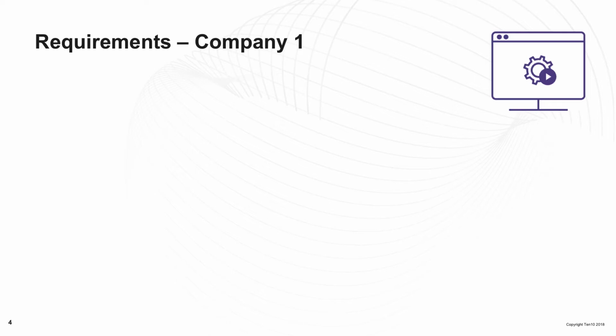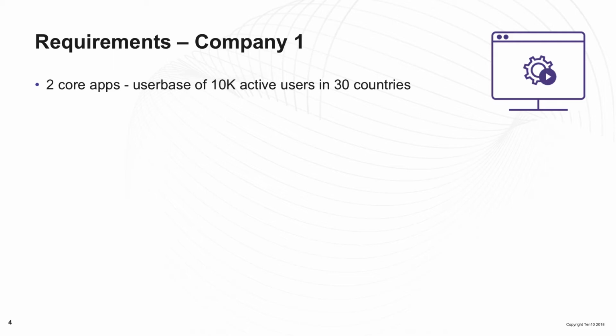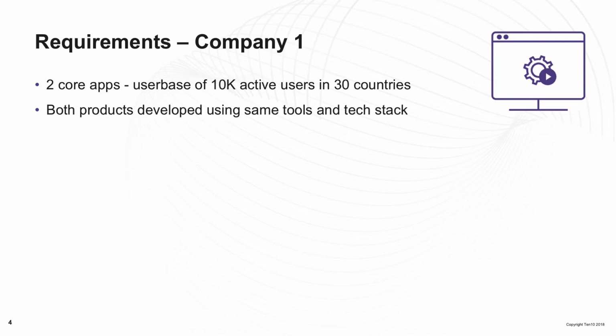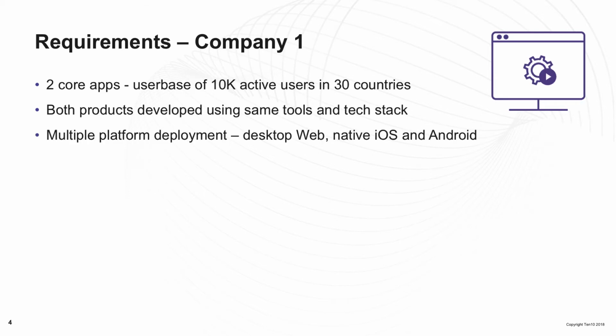So Company One in this example develops two key apps deployed to their 10,000 active users in more than 30 different countries. Both apps are developed using the same tools and technology stack, and they're deployed across multiple platforms. That's desktop, web, and across phones and tablets using native iOS and Android applications. These applications are also developed by the internal development teams within Company One itself.